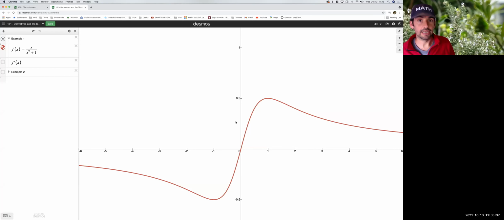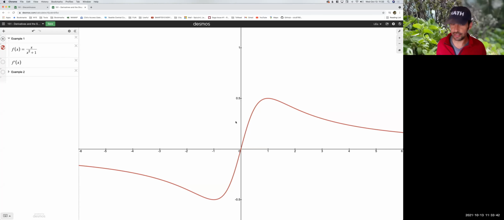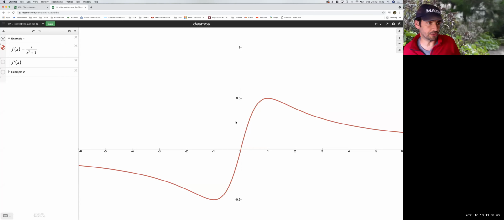Hey everyone. We are still talking about derivatives, so there are a few more ideas I want to get in about them. The first one is a pretty intuitive idea.